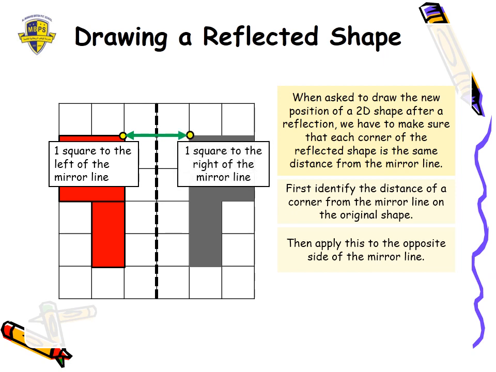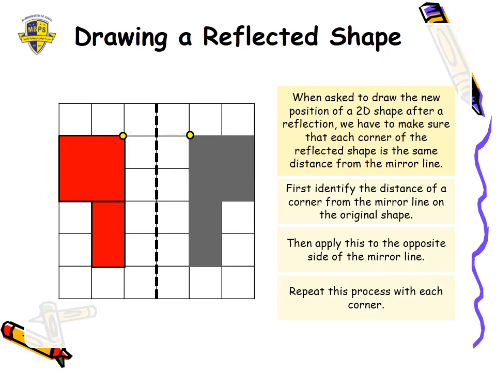So we draw the first point. Now we do that for all the points. Choose the second point. This is the second point. Also it's 1 square, the distance from the line, so we put that also. Now we are doing all the corners. After you define all the corners, just connect them to get the reflected shape. So this is now the reflected shape.